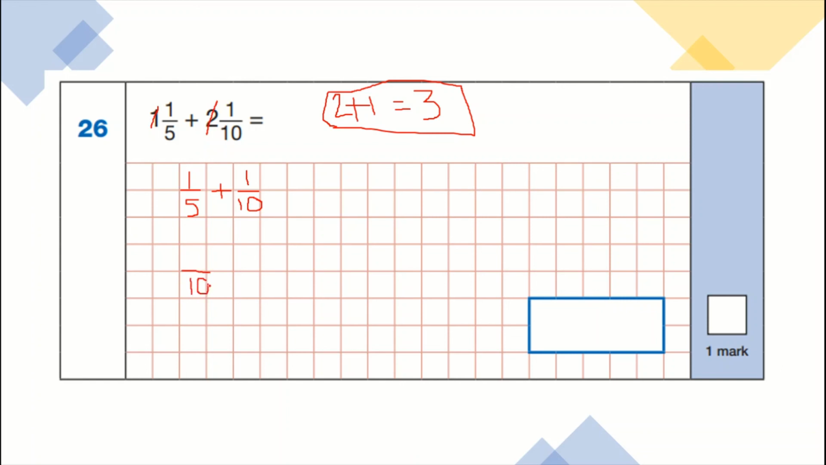Whatever we do to the bottom, we do to the top. 2 times 1 is 2. Plus 1/10 is 3/10. Remembering that 3 from earlier, the answer would be 3 and 3/10.